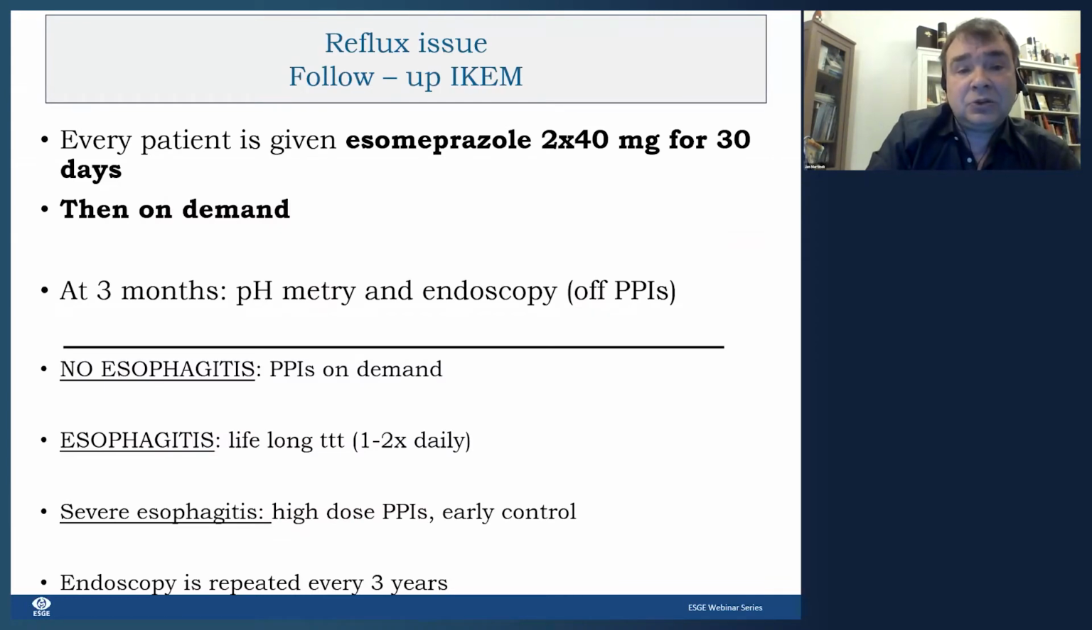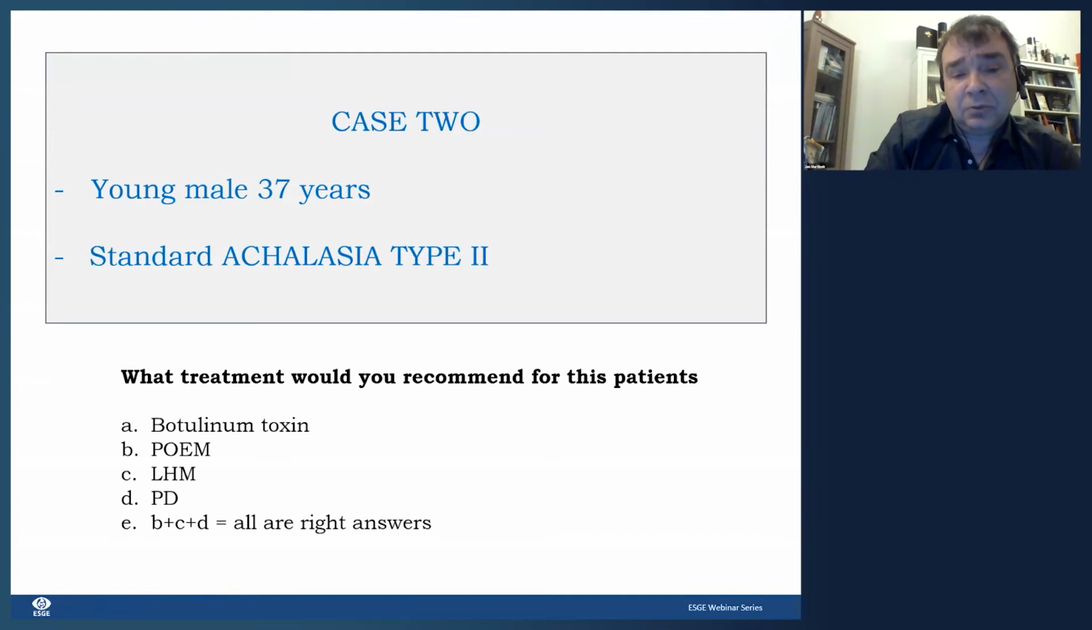In our institution, every patient is given esomeprazole twice a day for 30 days, then on demand. At 3 months, we do pH metry and endoscopy, and we base our further treatment decision on the results of these two examinations. If there is no esophagitis, proton pump inhibitors are given on demand. In case of esophagitis, they have lifelong treatment once or twice daily. In case of severe esophagitis, patients are given a high dose of PPIs and we perform a yearly control.